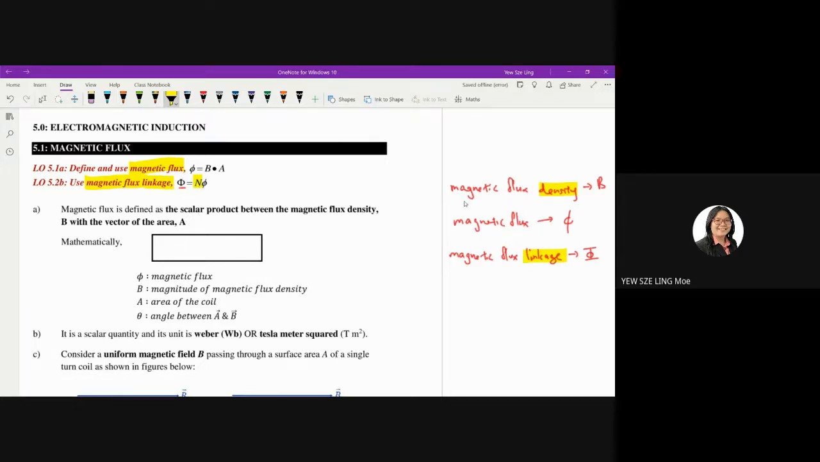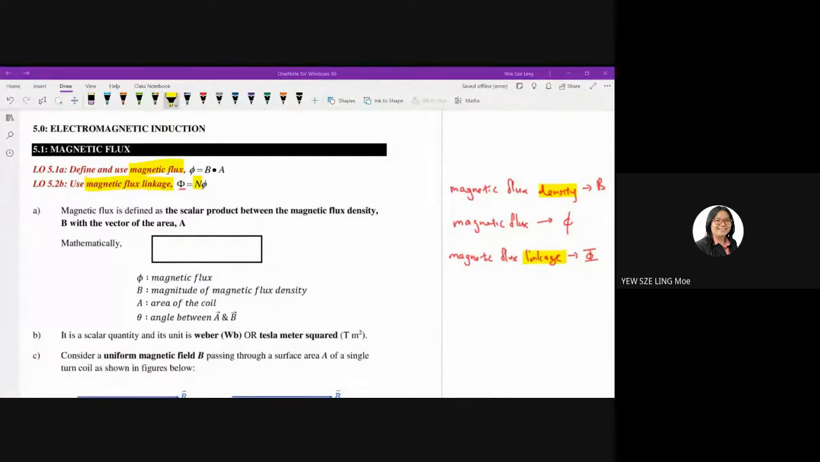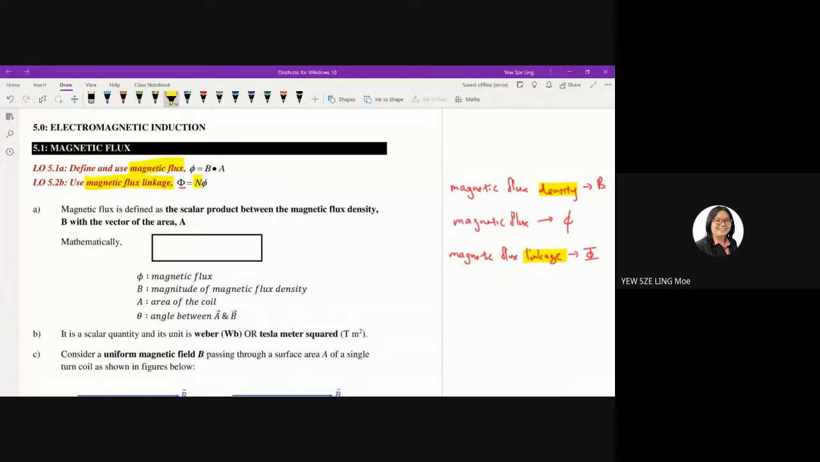Magnetic flux density refers to magnetic field strength. Magnetic flux is phi. Magnetic flux linkage is the total magnetic flux for more than one turn. So three different magnetic fluxes, and they all mean three different things. So jangan keliru. This is the most important thing in chapter 5. For me, I think this is the most important thing. If you get confused, if you get mixed up, then you won't be able to do the calculations.